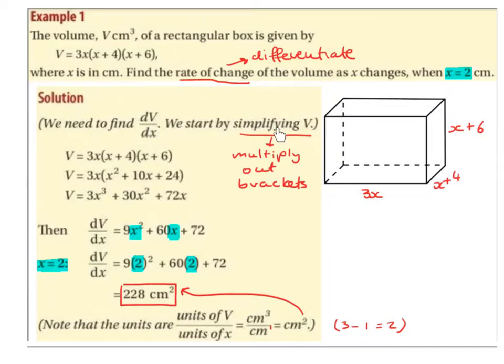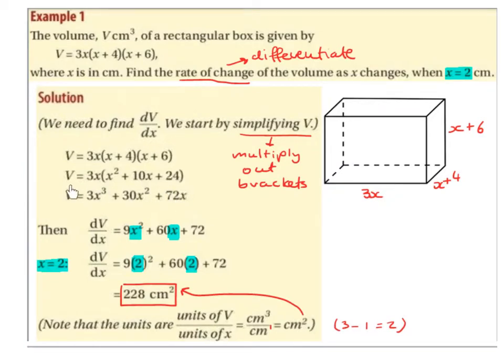We start by simplifying V, so multiplying out the brackets. Volume is length, which is 3x, multiplied by width, which is x plus 4, multiplied by height, which is x plus 6. So multiplying out these brackets first, we get x squared plus 10x plus 24. And then multiplying in the 3x, we get 3x cubed plus 30x squared plus 72x.